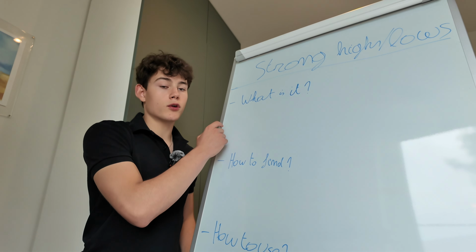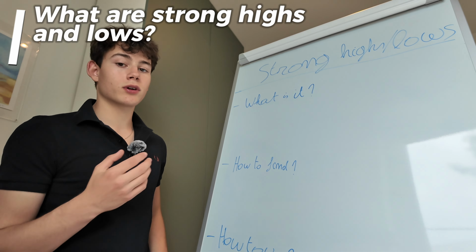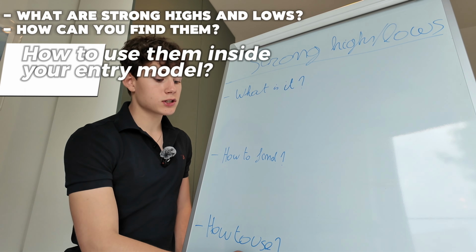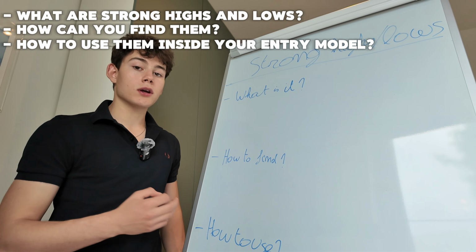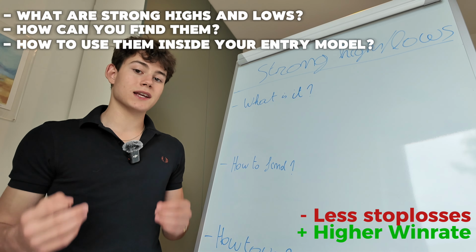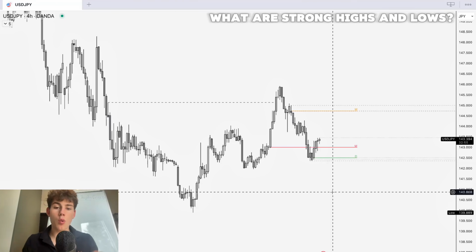So we're going to go over what it is, what strong highs and lows are, how you can find them inside your chart, and how to use them inside your entry model so you hit less stop losses and get a higher win rate percentage. So first of all, what is a strong high and low?